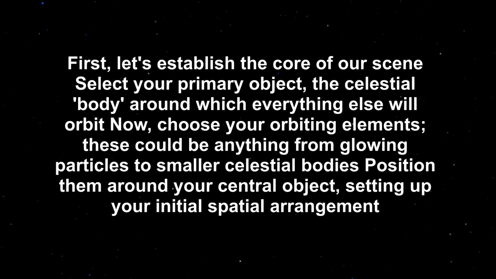Now, choose your orbiting elements. These could be anything from glowing particles to smaller celestial bodies. Position them around your central object, setting up your initial spatial arrangements.